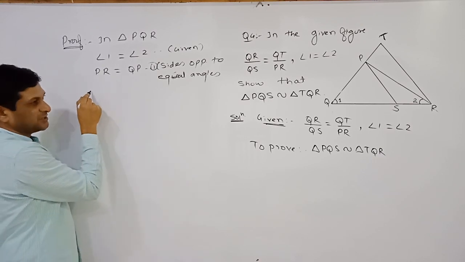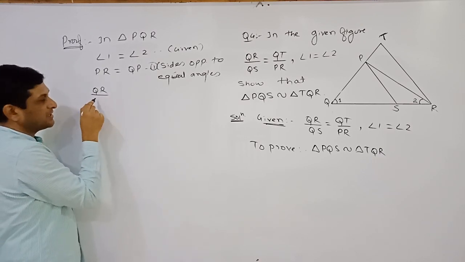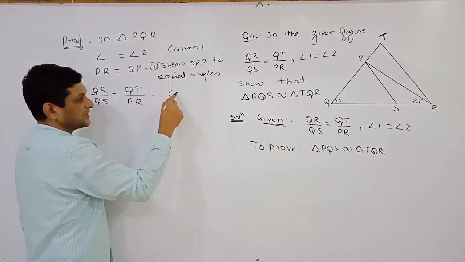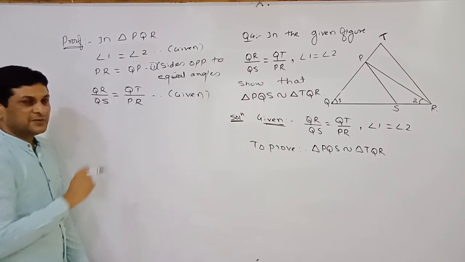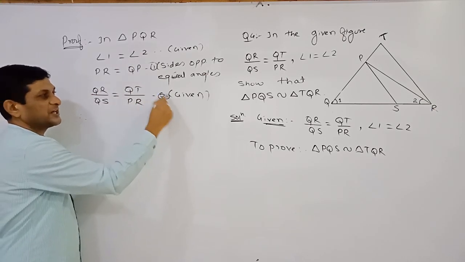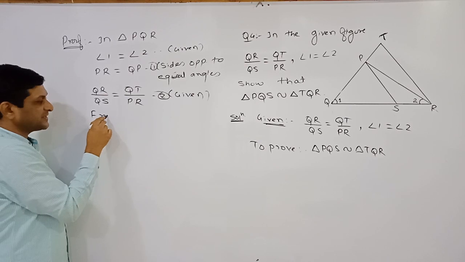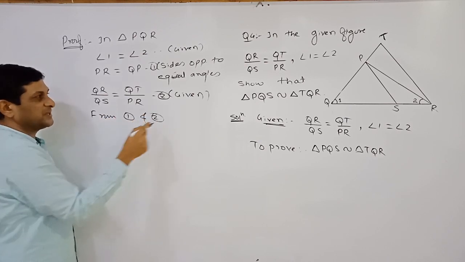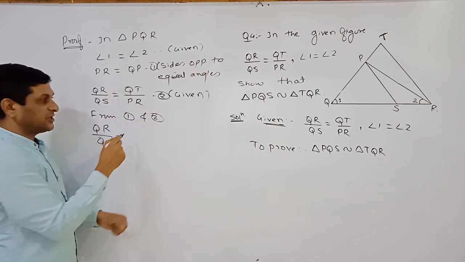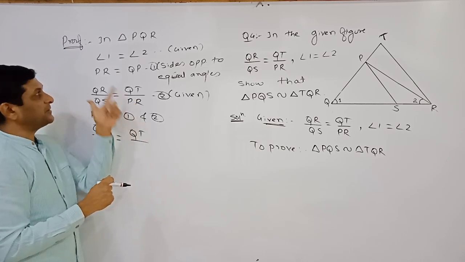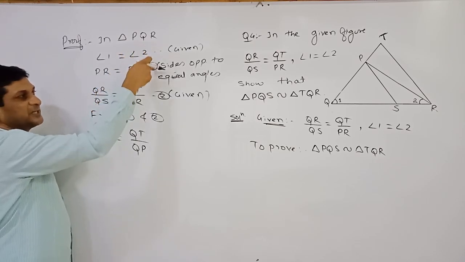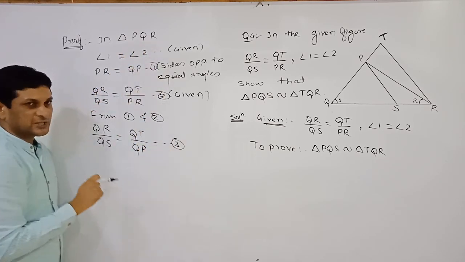Now we are using the given condition. QR upon QS will be equal to QT upon PR. It is given to us. Now in this given condition, PR can be replaced by QP. So we denote this by equation number 2, and from equations 1 and 2, let us see what we get. Keep QR upon QS as it is. On the right hand side, keep QT as it is. We are replacing PR by QP. So this result we have got from equations 1 and 2. Let us denote this result by equation number 3.